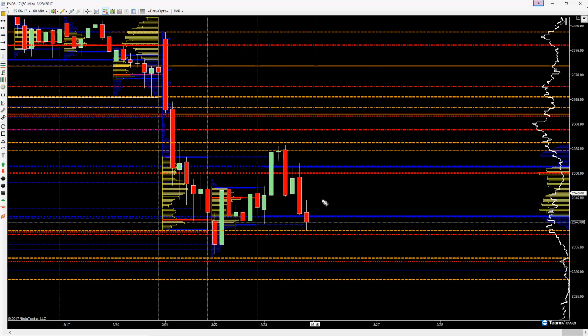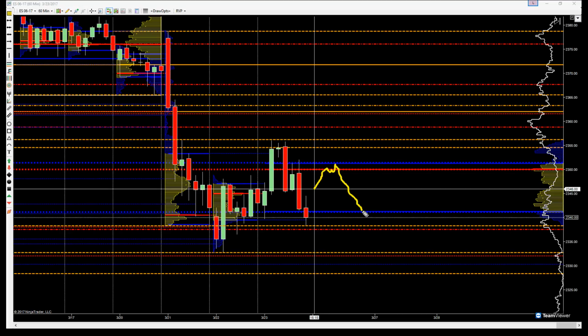Okay, so let's see where we are. We're opening inside yesterday's value. VPOC's above us. We know inventory is overall short. So what I would love to see is a push up towards VPOC and value area high, turn back down, and test the bottom end of yesterday's value. I'm going to prep for that trade, actually. I really like that idea.